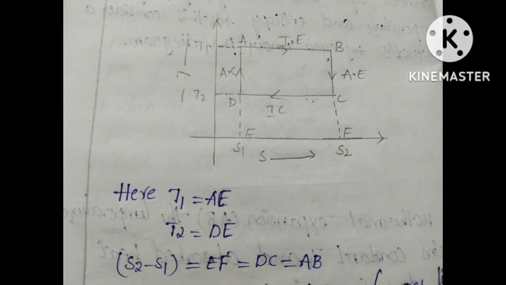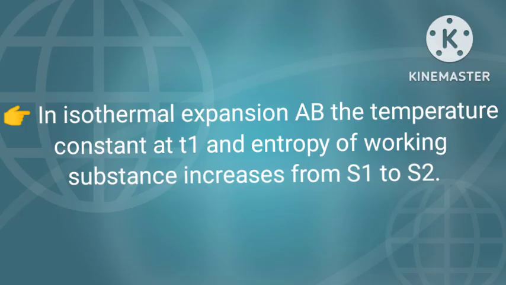S2 minus S1 equal to EF equal to DC equal to AB. We know that entropy changes linearly in an isothermal process and remains constant in an adiabatic process. Using this, we explain the following four changes in the Carnot cycle. In isothermal expansion AB curve, the temperature is constant at T1 and the entropy of the working substance increases from S1 to S2.